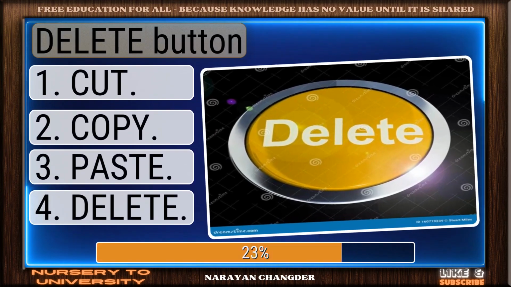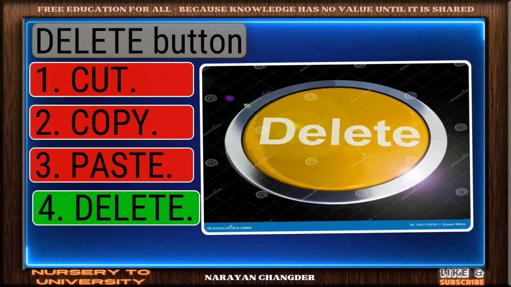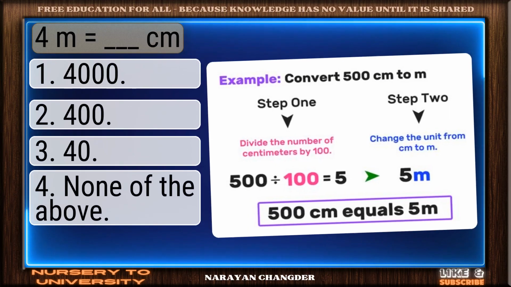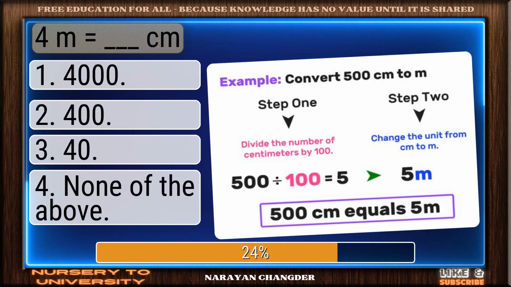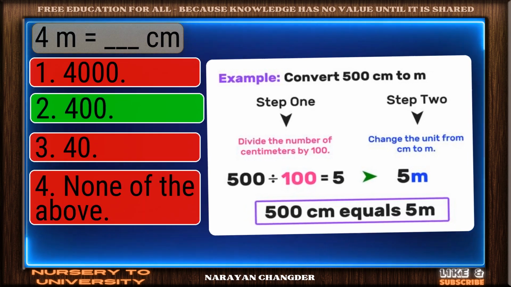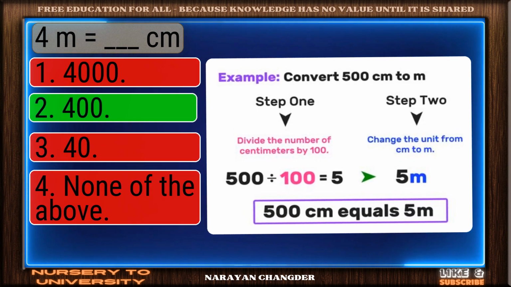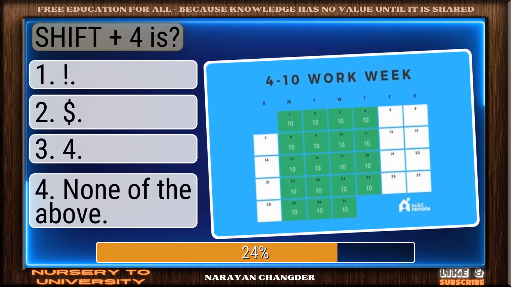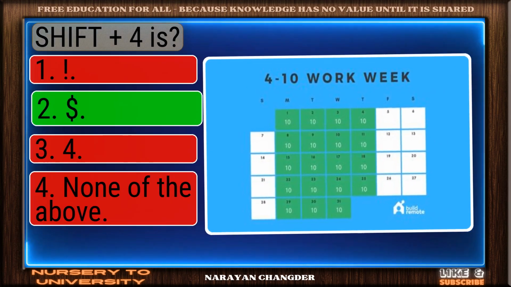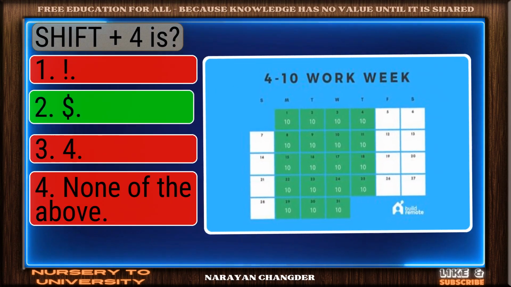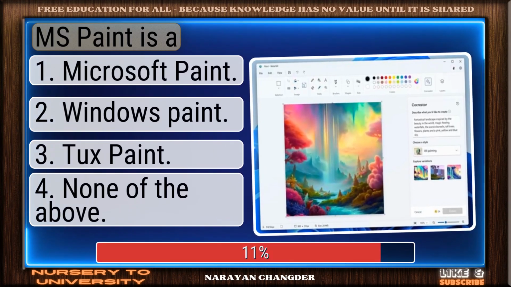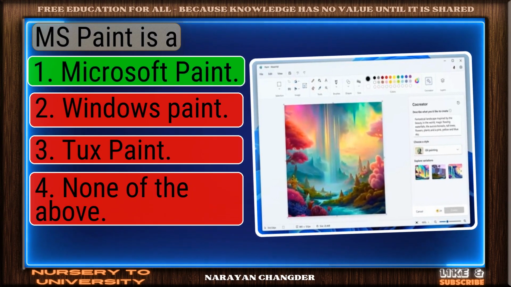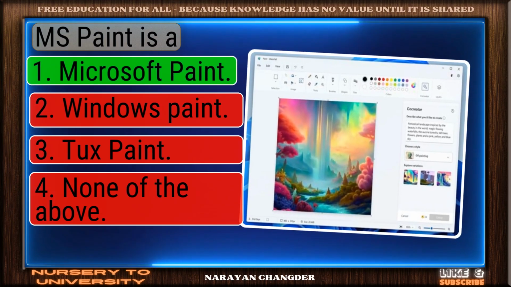Delete button. Well picked. Delete is the correct answer. Four m equal to dash cm. Excellent. 400 is a brilliant choice. Shift plus 4 is. Valid point. Dollar is true. MS Paint is a. Nicely done. Microsoft Paint is a solid answer.